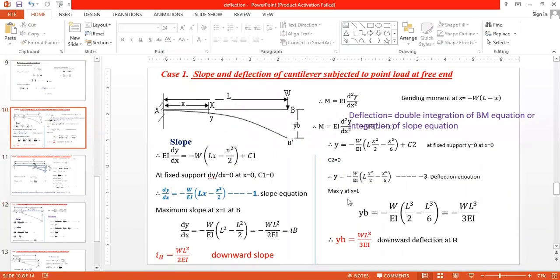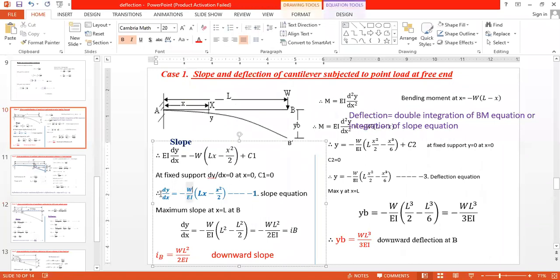In the last session, we discussed the slope and deflection of a cantilever subjected to a point load at the free end. Now you see here, this blue color is your slope equation, which we derived from the bending moment equation. After that we calculated the maximum slope, and it is at the free end of the beam.